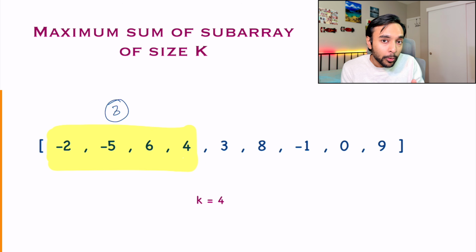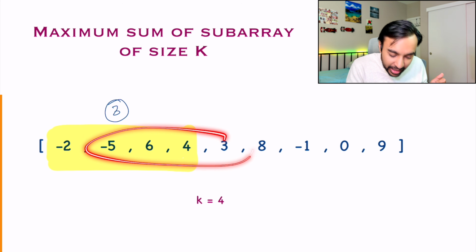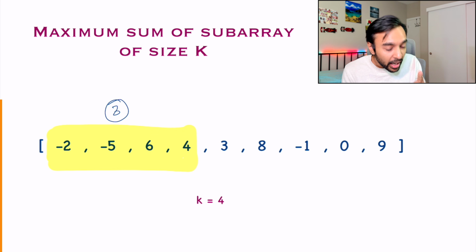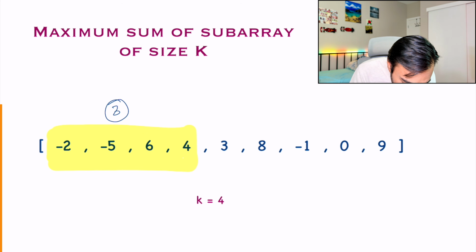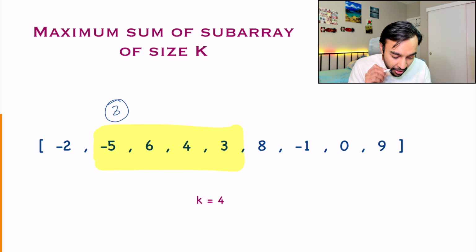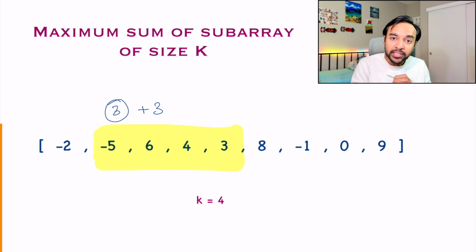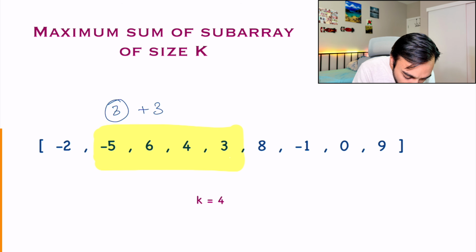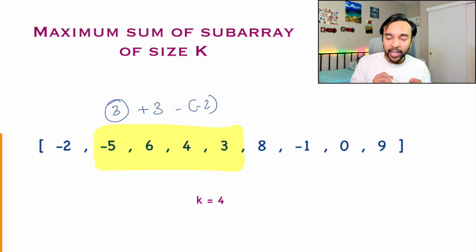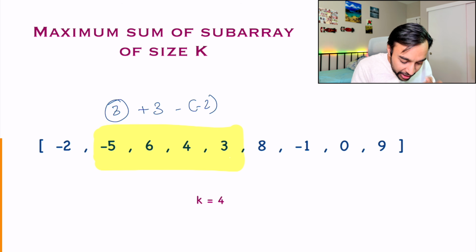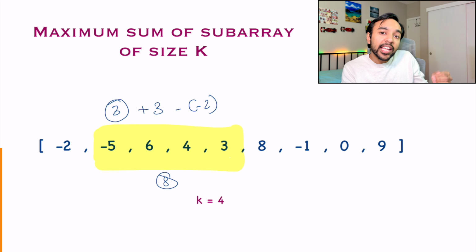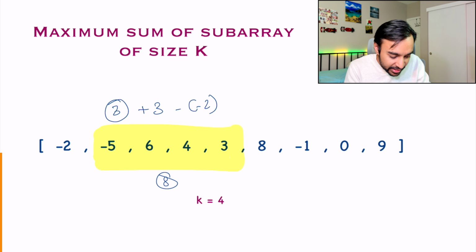For a brute force approach, you will try to find out the other 4 elements. But with a sliding window, what you can do is you can simply take this window and slide one step ahead. Once you slide it, what did you do? You added 3, so you do a plus 3, and then you removed a minus 2. So you remove minus 2. Now you will get your new sum, and that is 8. So this is how we are taking advantage of a window that is sliding.